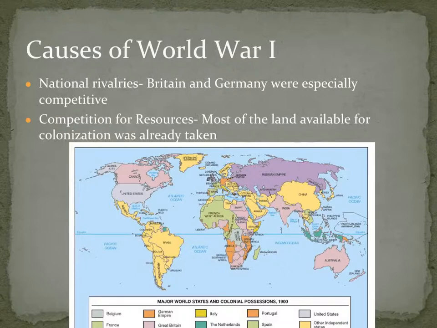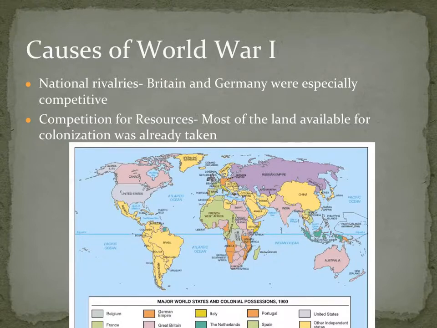It's important to remember at this point in Europe in the early 20th century that Europeans are still very, very competitive. So they have just recently colonized Africa in the late 1800s, where there was a lot of rivalry and competition over territory and resources, and that really continues. Britain and Germany were especially competitive with each other.